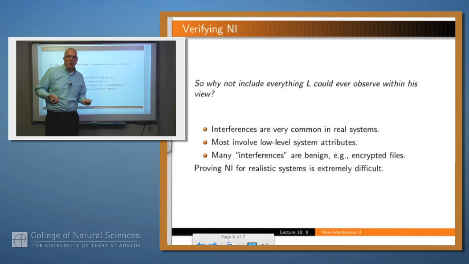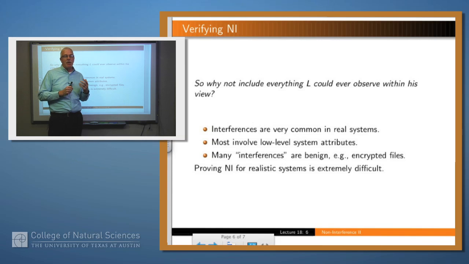Well, it seemed like a no-brainer. Why don't we just do that? Well, the answer is that in realistic systems, there really are lots of interferences. And so if you made the view that inclusive, it would be impossible for most real systems to ever prove that it was non-interfering. Another problem is that most of those attributes of the system which might be manipulated in covert channels are very low-level attributes, way down in the implementation. And so if we were going to prove that our system was non-interfering, then we'd have to have a model of the system at that very low level of abstraction, and that's hard to come by.